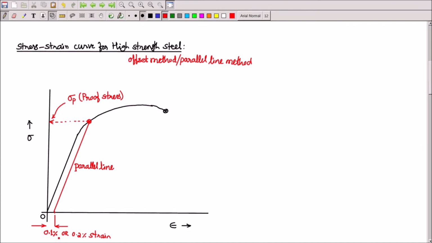or you can define the proof stress as a stress necessary to cause a non-proportional or permanent extension equal to a defined percentage. Normally it will be 0.2. See, 0.1% strain is nothing but 0.1 divided by 100, so it is 0.001. So 0.001 strain you have to take here on the x-axis. If you measure sigma P at 0.1% strain, it is called yield stress at 0.1% offset. If you measure it for 0.2% strain, then it is called sigma P at 0.2% strain.